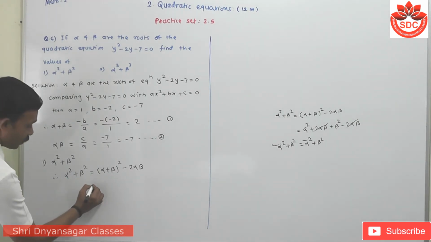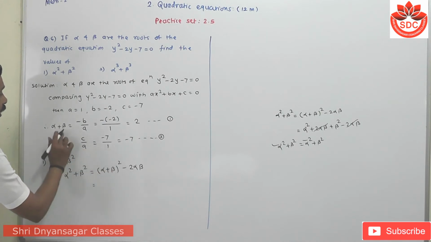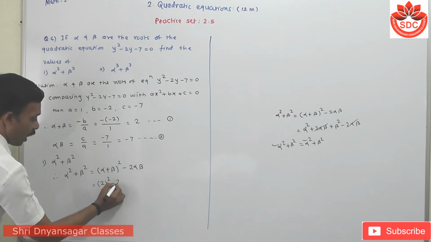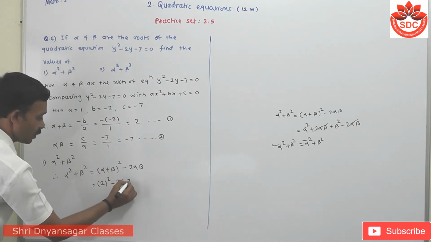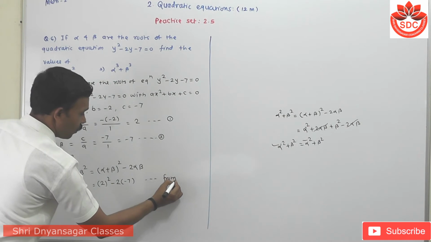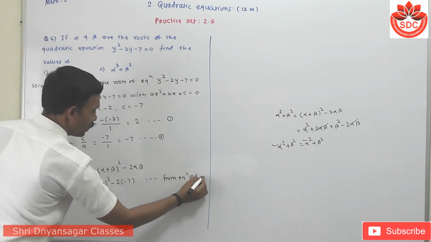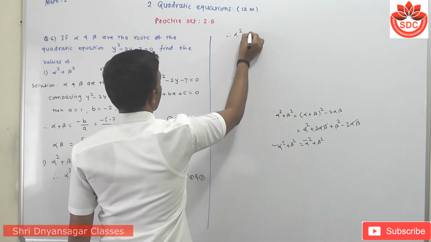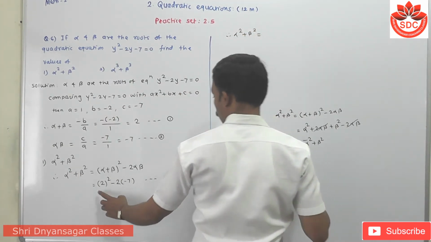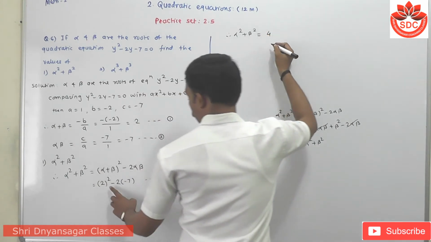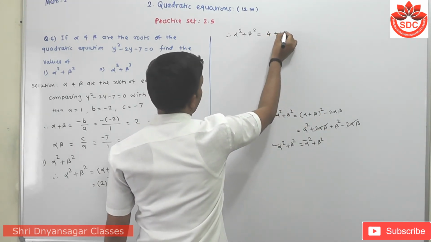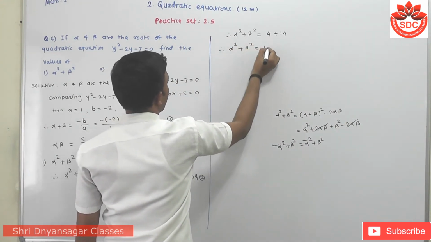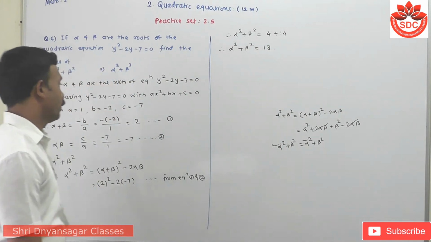Then we substitute the values here. It is equal to alpha plus beta, which is 2, square, minus twice into alpha into beta, which is minus 7, from equation first and second. Therefore alpha square plus beta square is equal to the square of 2, which is 4, then minus minus plus 14. So the value of alpha square plus beta square is equal to how much? 18. This is our first question.